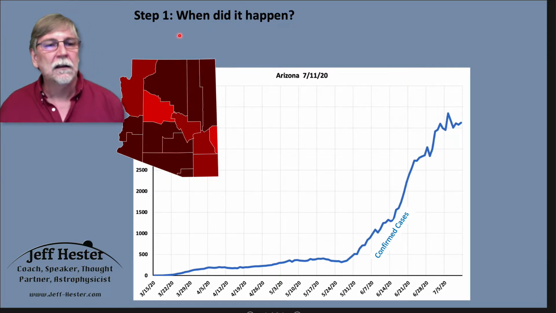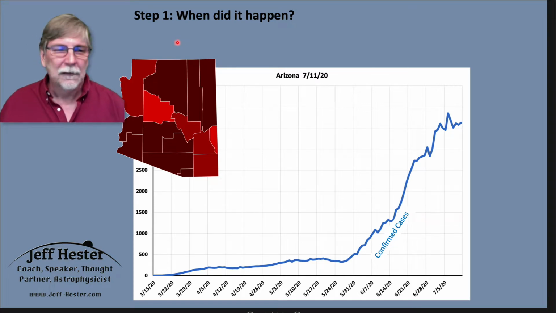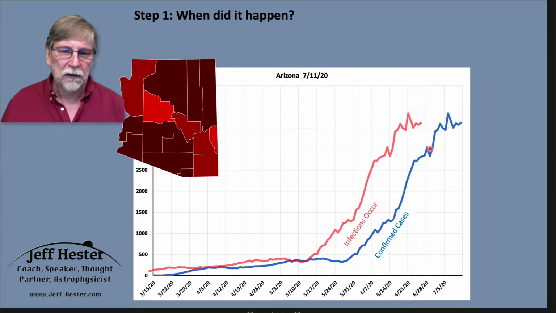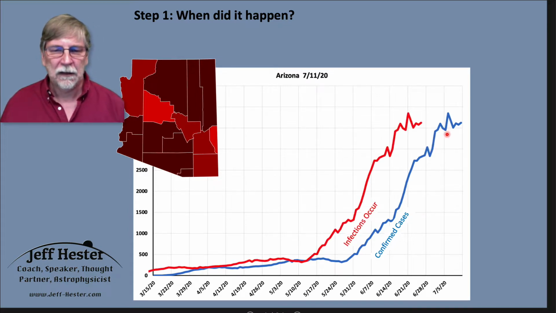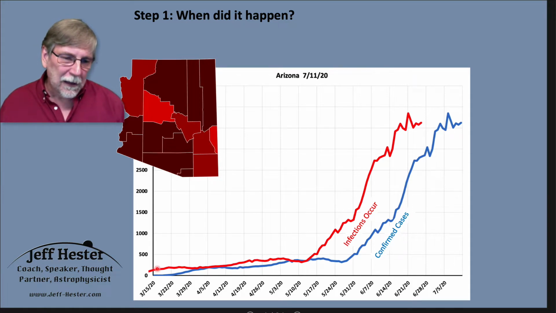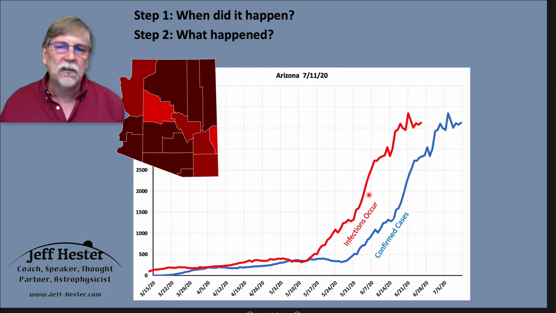And right now, Arizona is not a good place to be as far as COVID is concerned. Here we go with confirmed cases. So what I'm going to do is ask, when did it happen? And I'm going to move those back a little over 2 weeks to when the infections were actually occurring. Now, if this tells me when the infections were occurring, I can ask the next question, which is what happened.